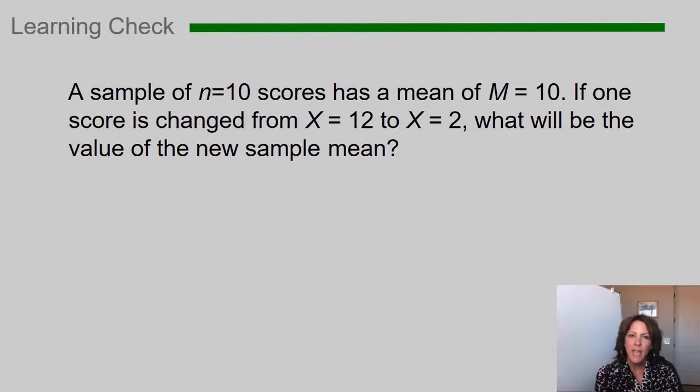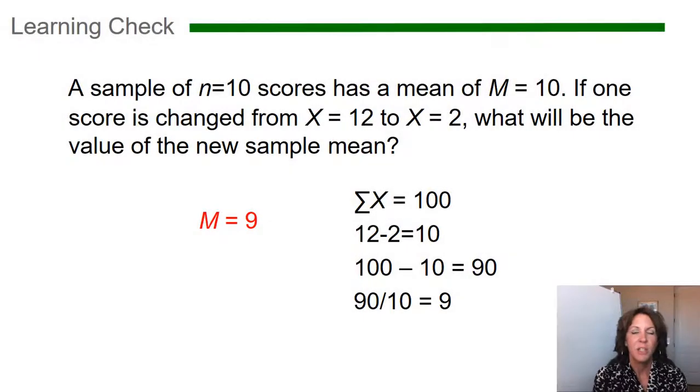Okay, a sample of 10 scores has a mean of 10. This one's a little bit harder. I'm just going to say it. If one score is changed, one score, we've been talking about changing all of the scores, but this is just one score is changed from 12 to 2, what will be the value of the new sample mean? Okay, let's think about this. A sample of 10 scores has a mean of 10. We changed one score. So how do I figure this out?